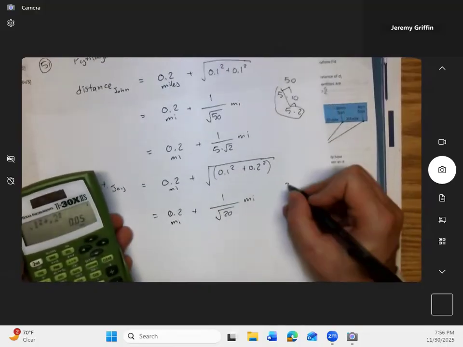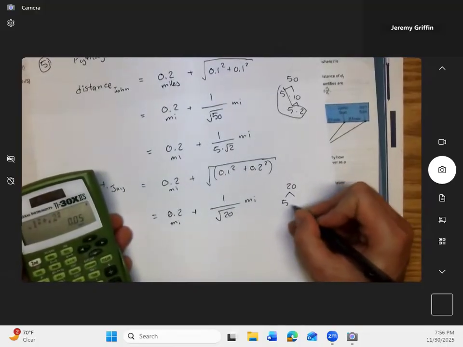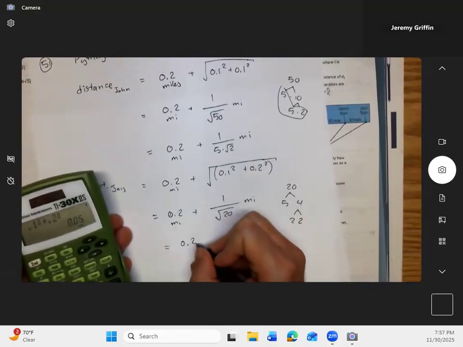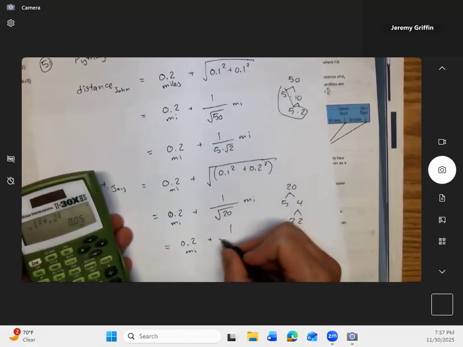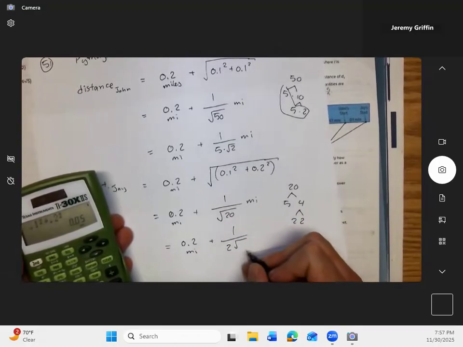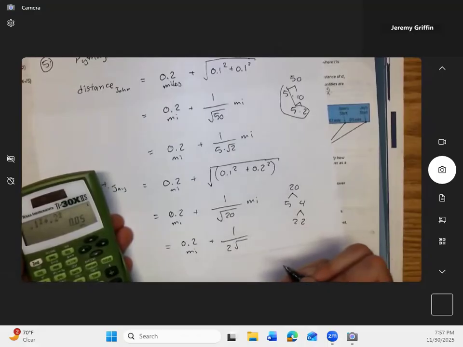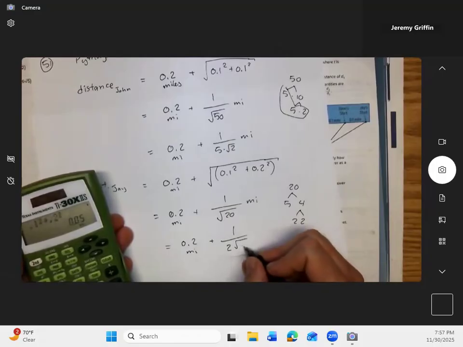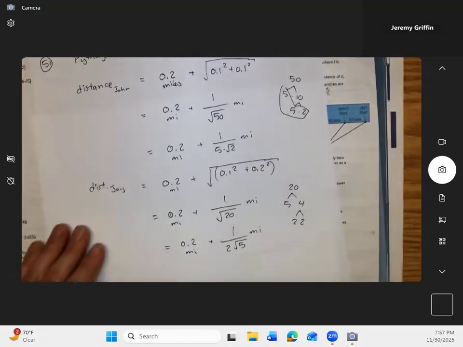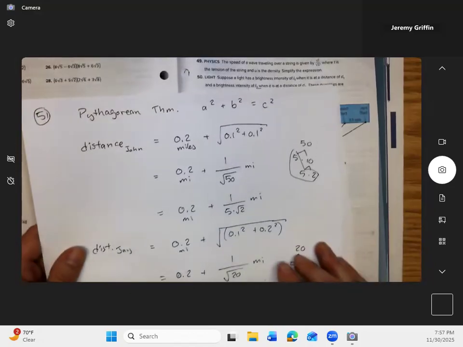And 20 breaks down to 5 times 4, and 4 is 2 times 2. So you could write this as 0.2 miles plus 1 over 2 root 5 miles. I think we are good. So now that's the distances they're running.